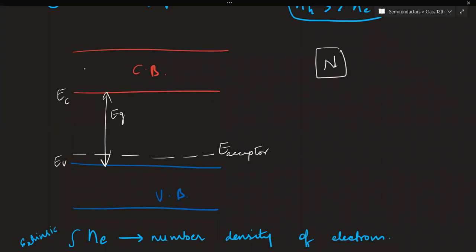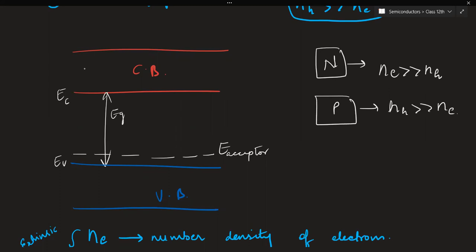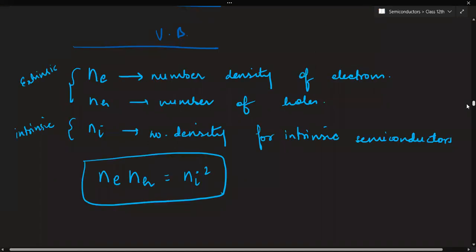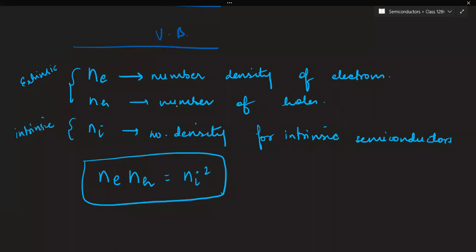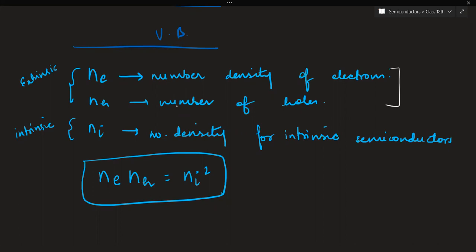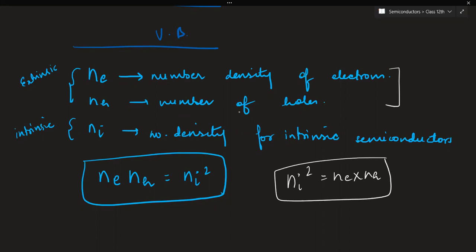Fine. So remember, class, two conclusions. For N type semiconductors, number of electrons was greater than number of holes. For P type semiconductors, number of holes is greater than number of electrons. Remember these things. And what is NE? NH? See, NE is the number density of electrons. NH is the number density of holes. These are used for extrinsic semiconductors. NI was the number density for intrinsic. So one relation between NE, NH, and NI is that NI squared is equal to NE into NH. This is also a huge sum.